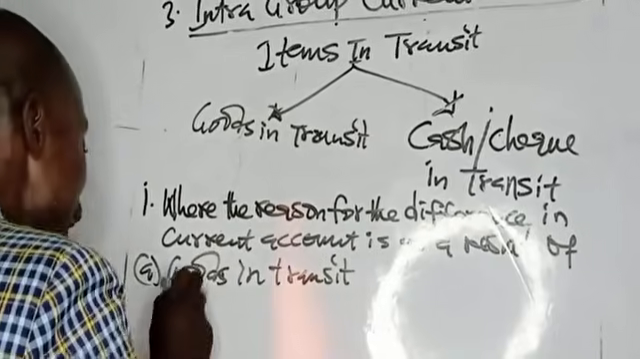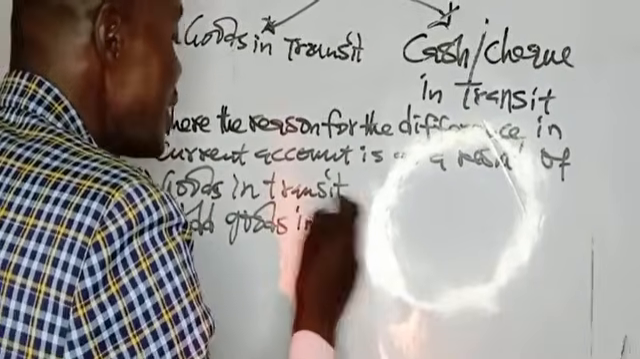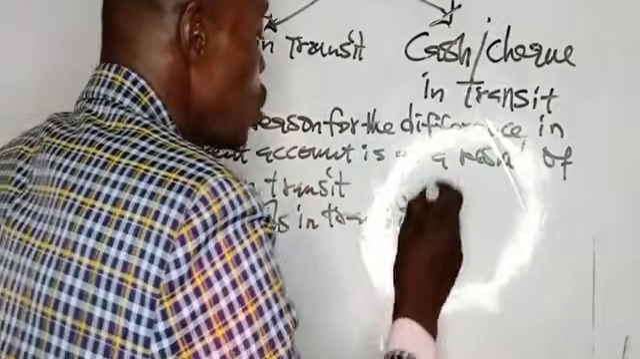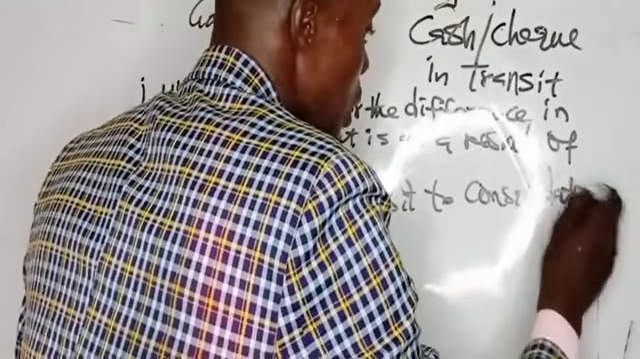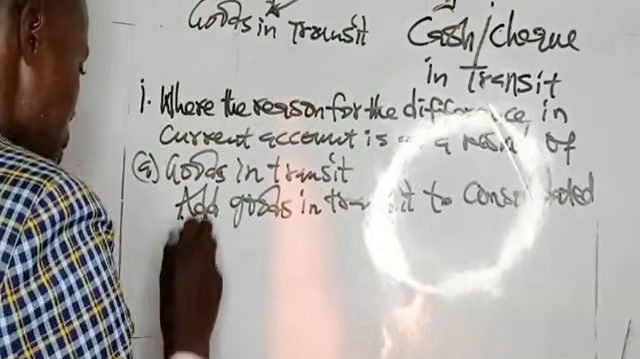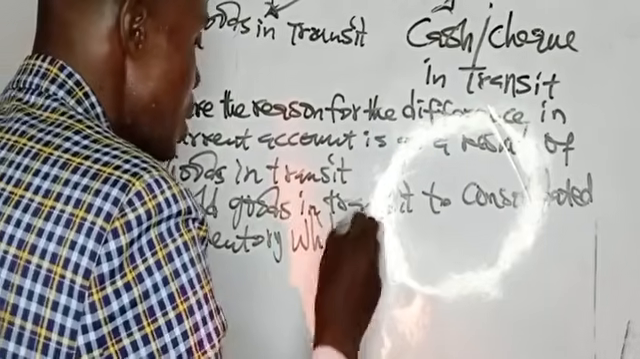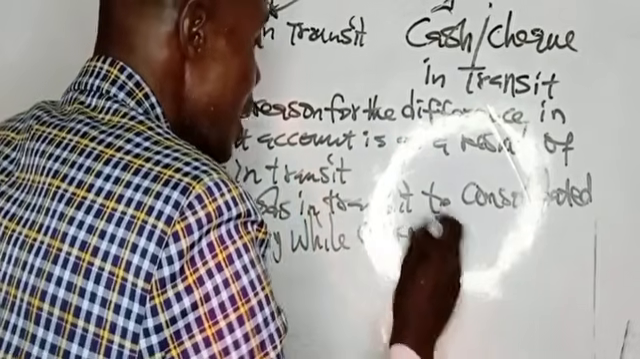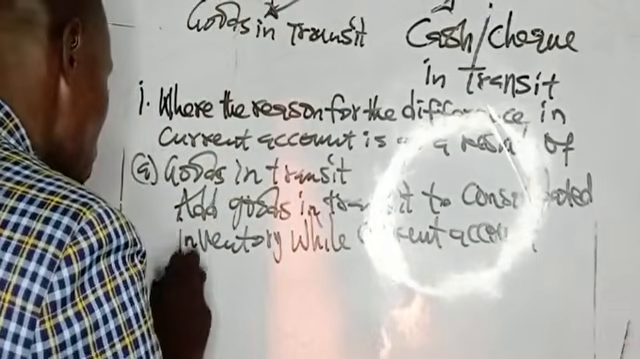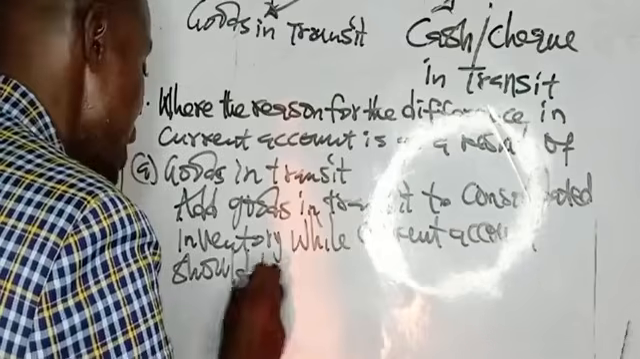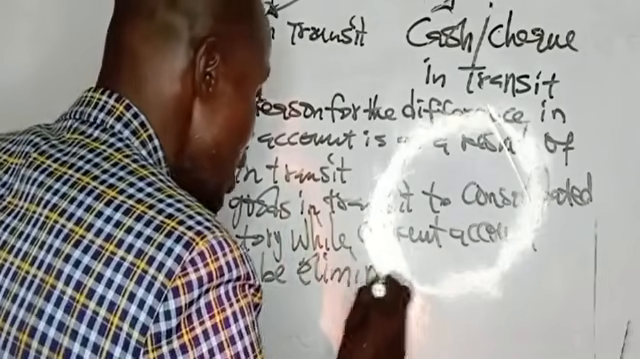So you are going to add goods in transit to consolidated inventory, while the current account should be eliminated.